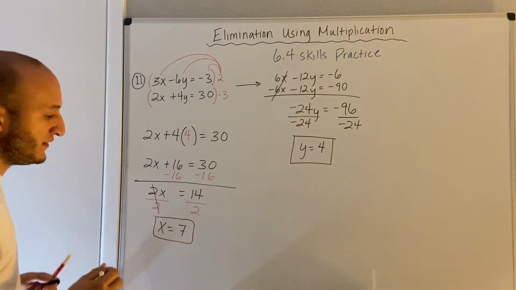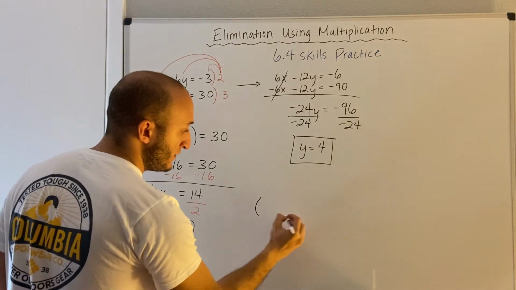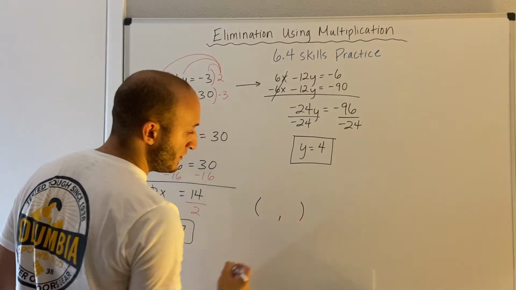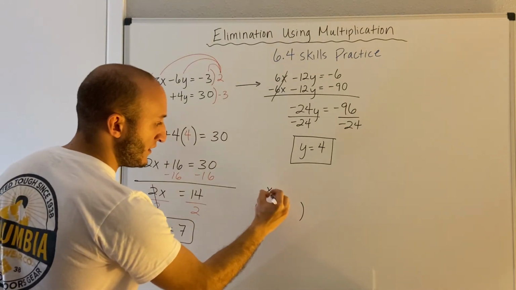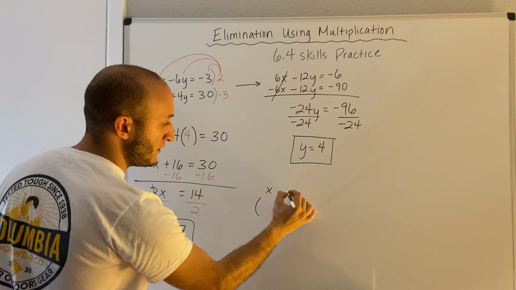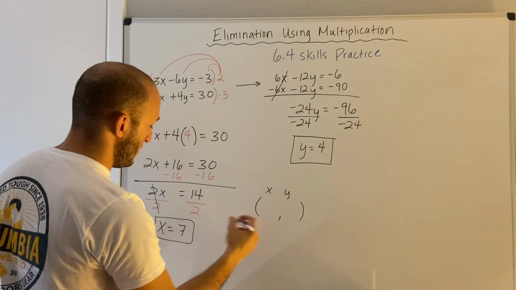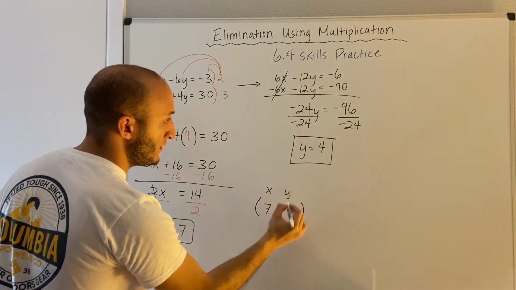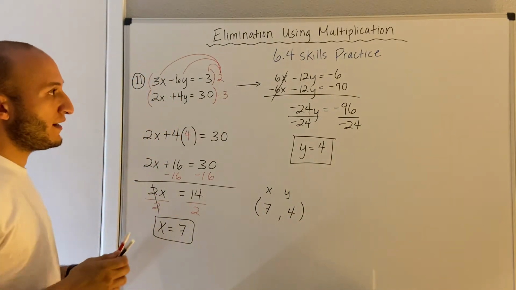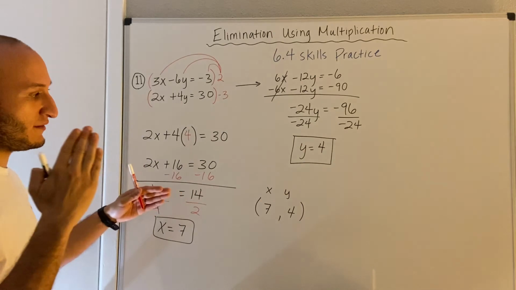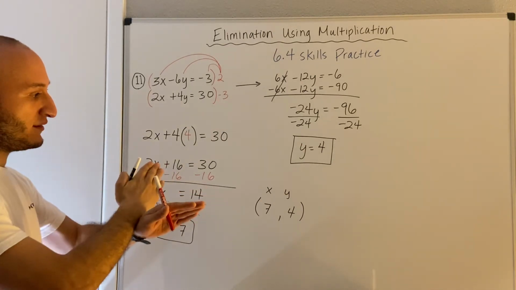So the way we write these generally is in a coordinate system. So x, remember it's x, y. So my x would be 7, my y would be 4. And this is where the solution meets, right? That's the solution, where the two graphs meet, okay?